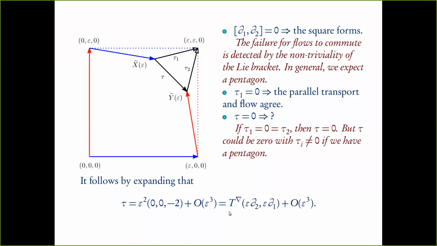However, what is this quantity? Epsilon square (0, 0, minus 2) is fine, but if you calculate the torsion of epsilon del by del x2 with epsilon del by del x1, this torsion is nothing but, you can pull out the epsilons because this is a tensor, so you get an epsilon square. This is the torsion of del 2 with del 1, but that we calculated, torsion of del 2 with del 1 was minus 2z.